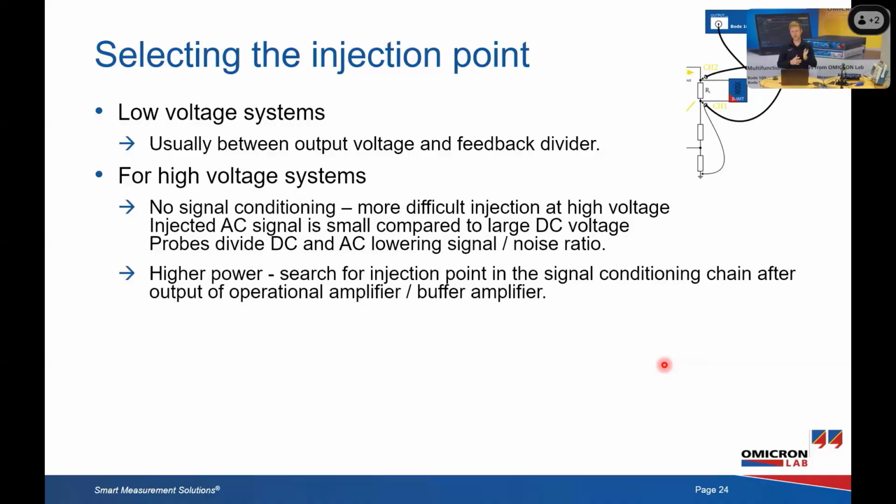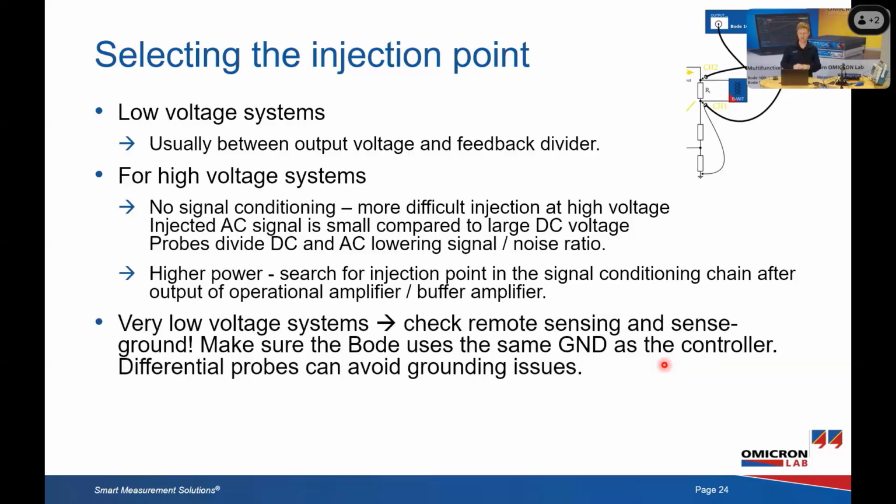If you have higher power systems, then typically you can search for a signal conditioning chain, an active one. After the feedback divider, there is often a buffer amplifier that then drives some ADC or whatever, and some filtering is happening. And in that signal conditioning chain, that is typically 0 to 5 volts or something like that, you can inject easily. If you find a point that is suitable there, that's the best case scenario for a high voltage system.